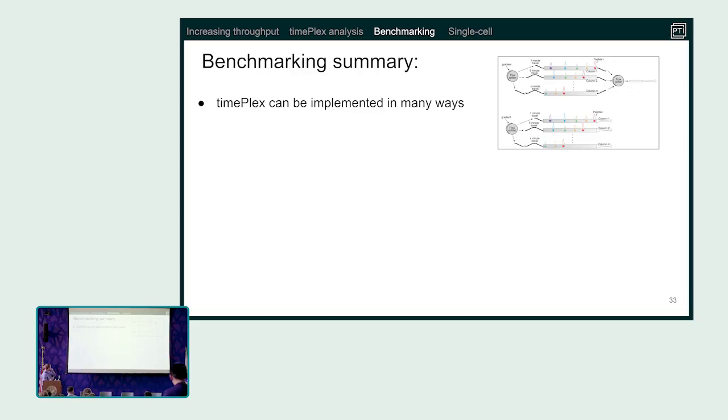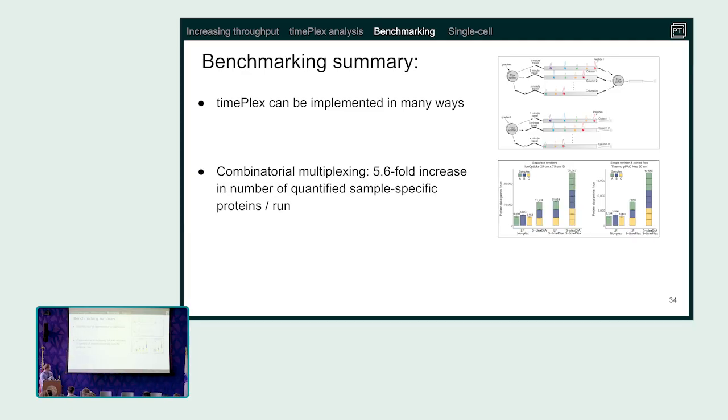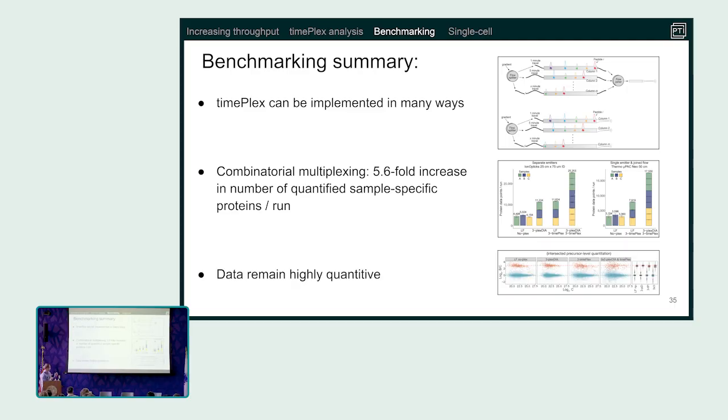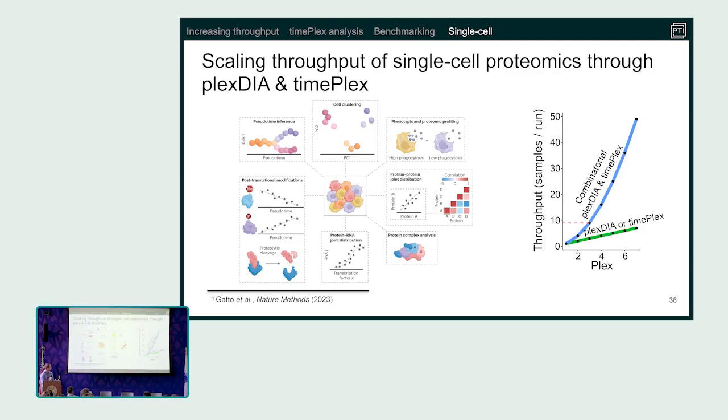So to summarize the benchmarking, timeplex can be implemented in many different ways, some of which we are hopeful will improve in the very near future. We're getting about 2/3 proportional scaling of coverage. We think that we can improve this using improved spectral libraries, which we'll show data for towards the end of the presentation. And we're observing good quantitative accuracy with timeplex and also with this combinatorial timeplex plexDIA.